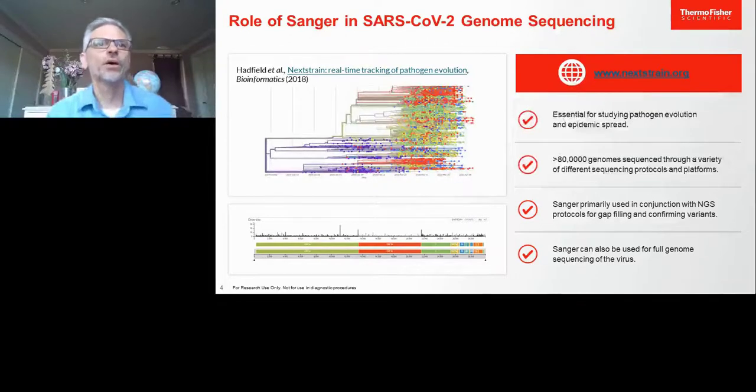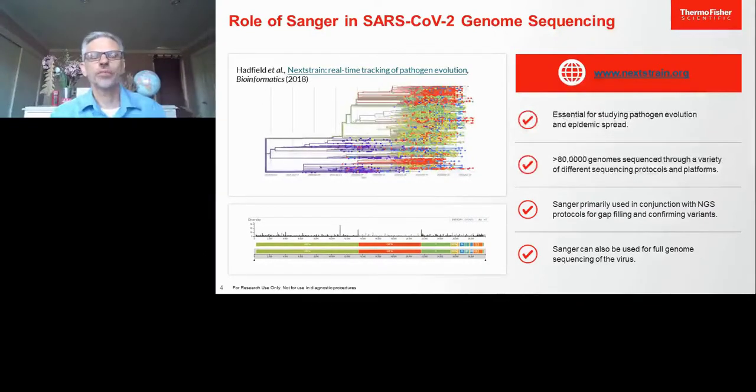So since the first whole genome of SARS-CoV-2 was published back in mid-January, scientists have sequenced tens of thousands of virus genomes. And this information has been really valuable for studying pathogen evolution and epidemic spread. So the NextStrain database is the main global repository for all of these sequences, and tens of thousands of sequences are now available.